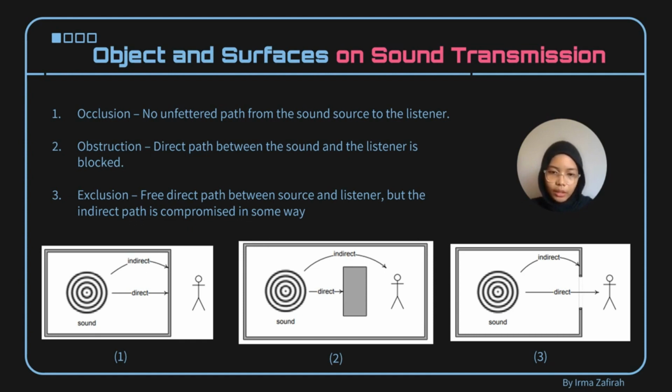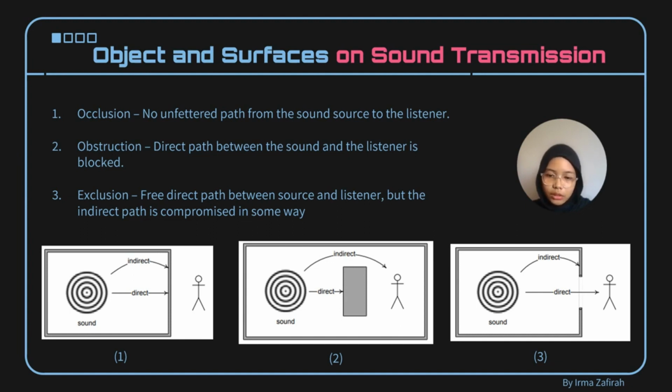This is when there is no path from the sound source and to the listener. The second picture is showing obstruction. This is when there is indirect path from sound source to the listener. Meanwhile, direct path is blocked from sound source to the listener.